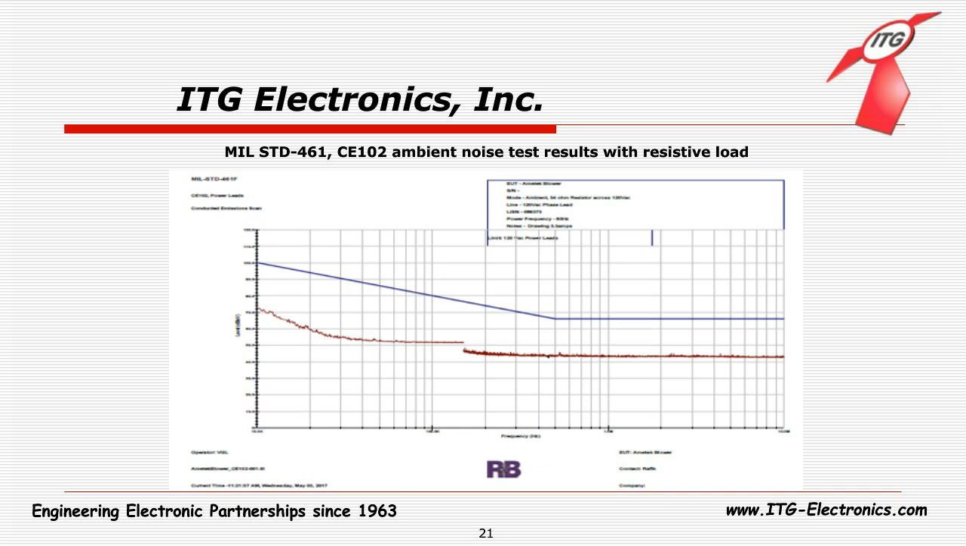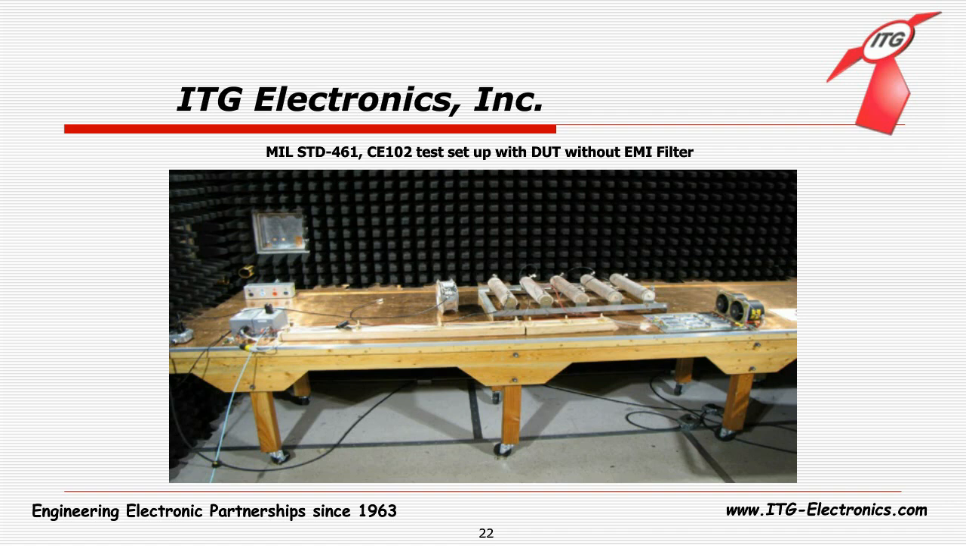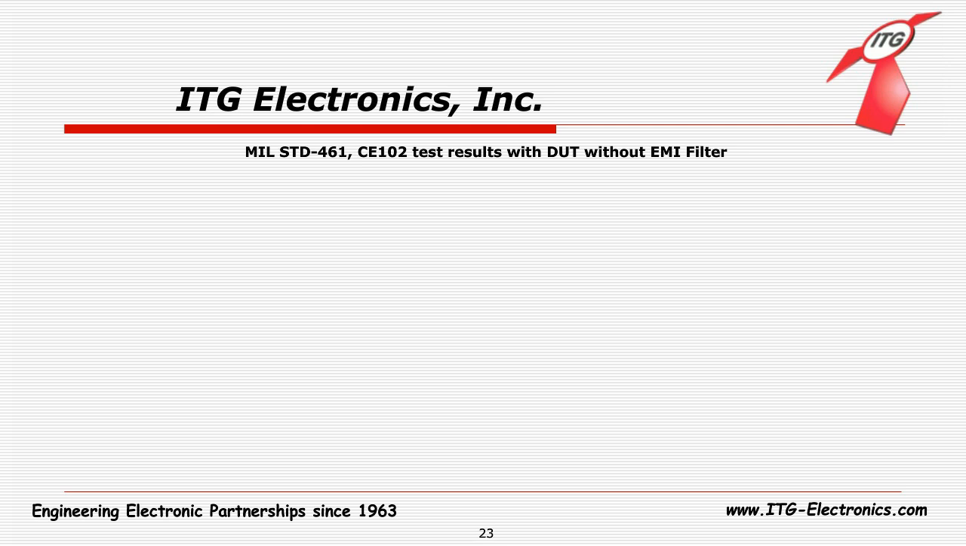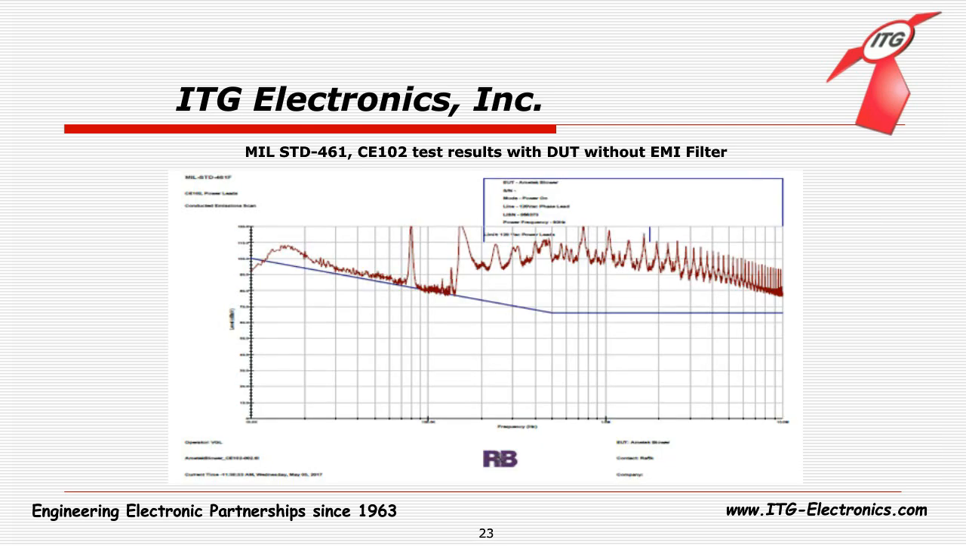Once this test is completed, they replace the resistive load with the actual unit under test, which in this case we will call the DUT. Once that's connected, you do an EMI test to measure the noise that the DUT is generating. As you can see in this slide, the noise generated by the DUT is way above the limit, with a great margin.